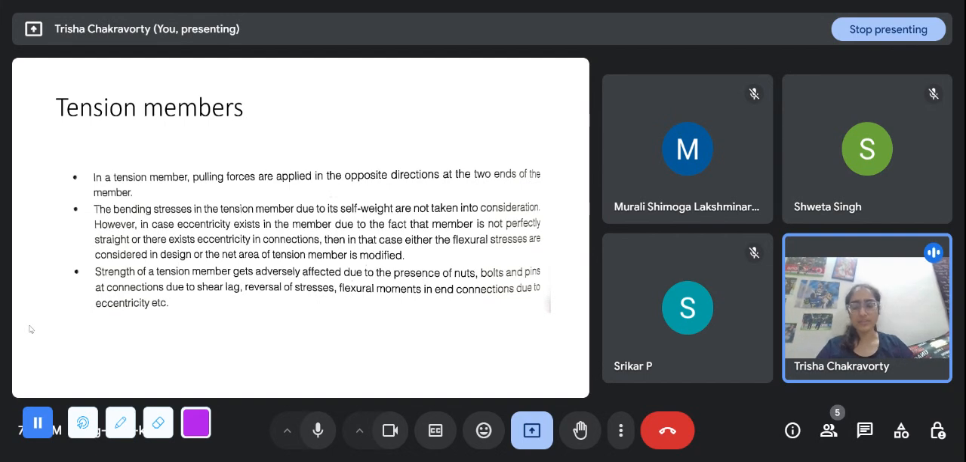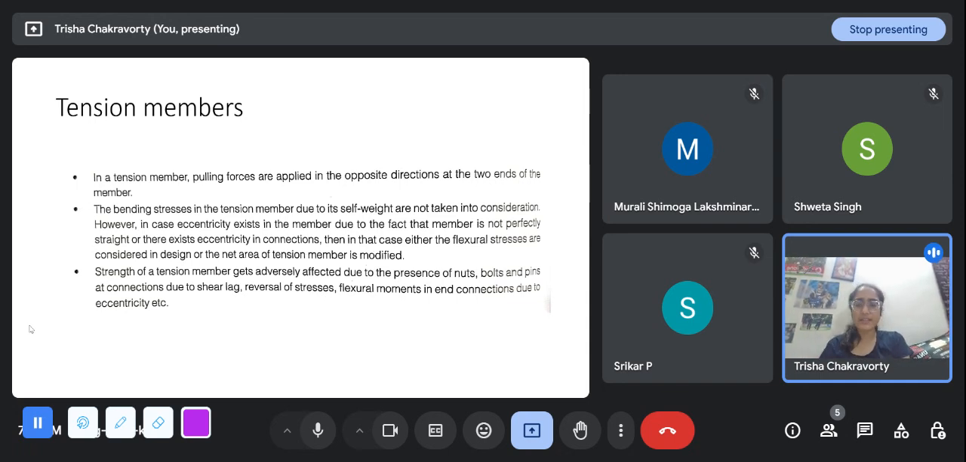And of course, the most easily perceivable factor is this: suppose we have two plates and we are pulling at the end of both, and we have to connect them using bolts or rivets. Or suppose we are not considering weld right now, because we don't have to do any drilling. But in bolts, if you put bolts, we have to drill holes, right? So the net area through which the tension is getting transferred reduces.